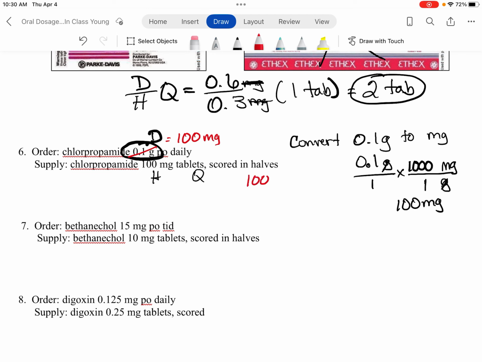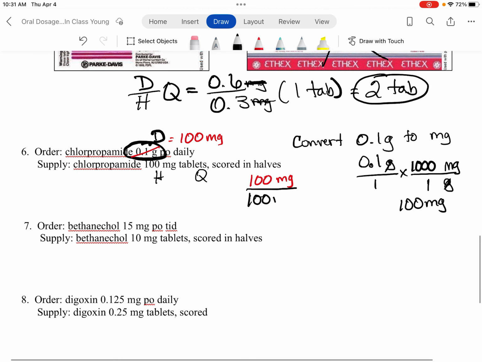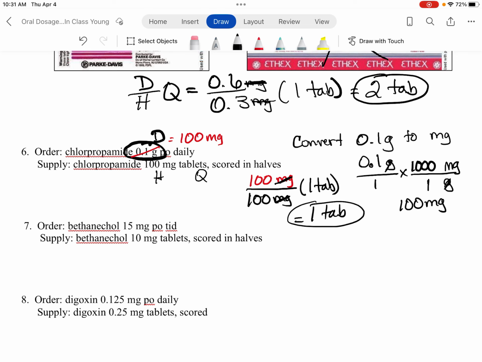So then I have 100 milligrams over my order, which is 100 milligrams, times 1 tablet. And when you're dealing with the oral medications of tablets and capsules, it's always going to be per 1 tablet, per 1 capsule, always. So my milligrams will cancel. 100 divided by 100 is 1 times 1 gives me 1 tablet. Your general amount is going to be 1 to 3 tablets. Sometimes a half tablet is given, sometimes 3/4 of a tablet.